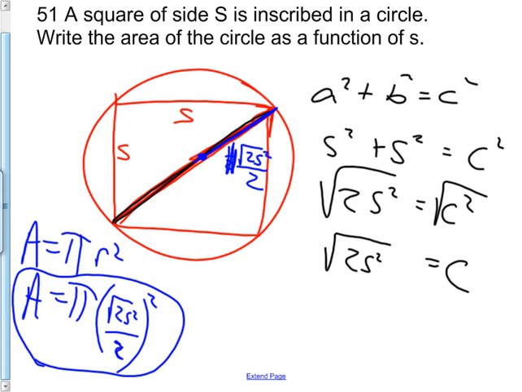Okay? Now I could do the square root of S squared and get that out of there and make it a little more simple, but I think I'm just going to leave it the way it is. Yes?